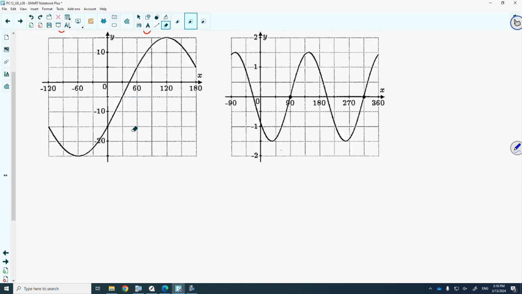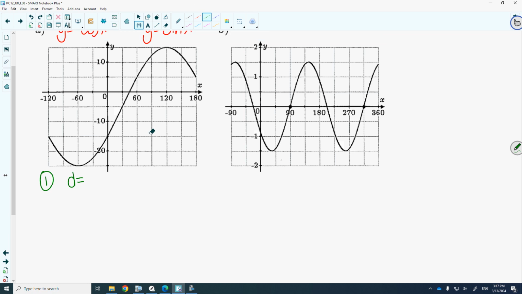Okay, so let's do this guy. No matter what, whether it's a sine graph or a cos graph, you always start with the midline. So the max is 15. The min of the graph is negative 25. You're going to add the max plus the min, and you're going to divide it by 2. So 15 plus negative 25, divide that by 2, and you're going to get a d value of negative 5 is your midline.